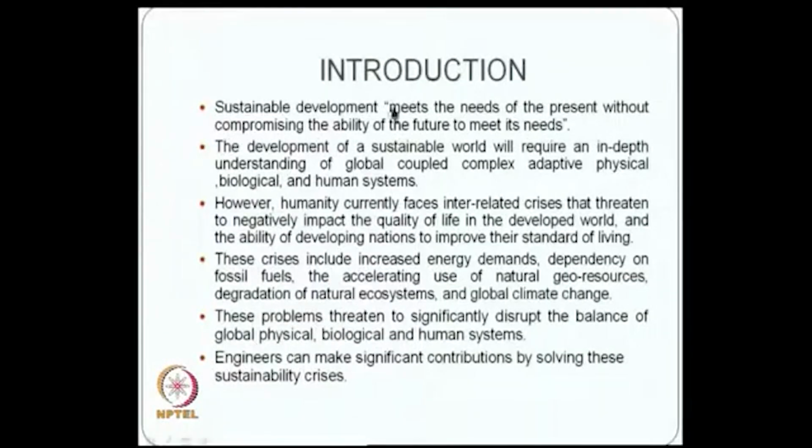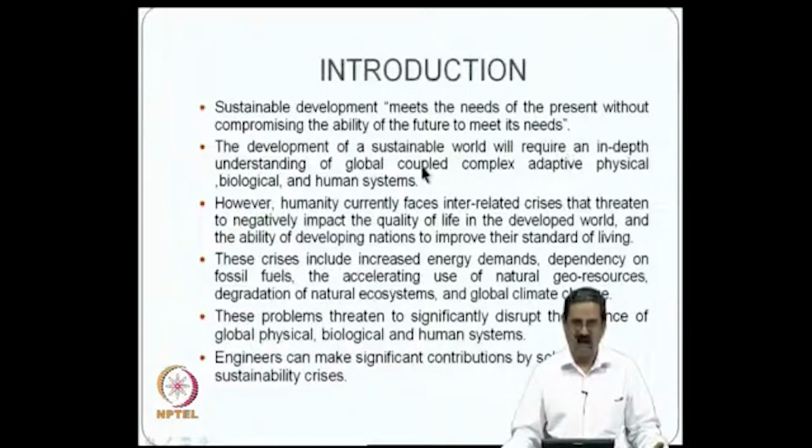And as I just mentioned, sustainable development means you are trying to meet the needs of the present without compromising the ability of the future generations to meet their needs. The development of a sustainable world will need a very deep understanding of the global processes that are complex. There are many of them: physical, biological and human systems. And nowadays, in the current scenario, many of these factors are interrelated and they negatively impact the quality of life.